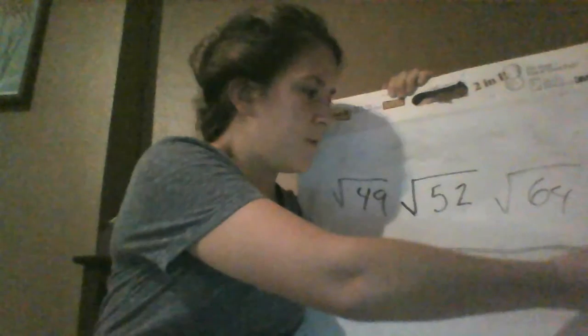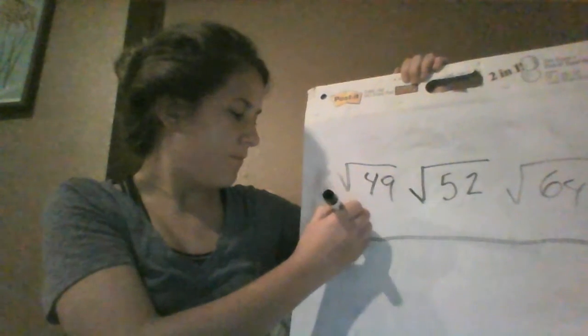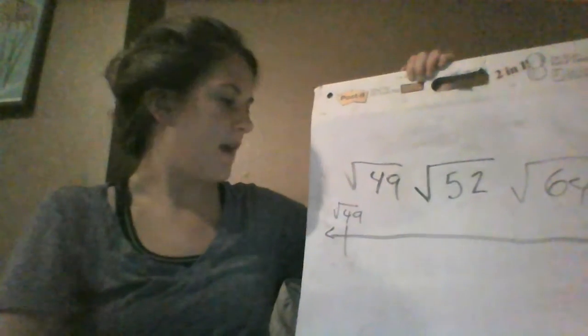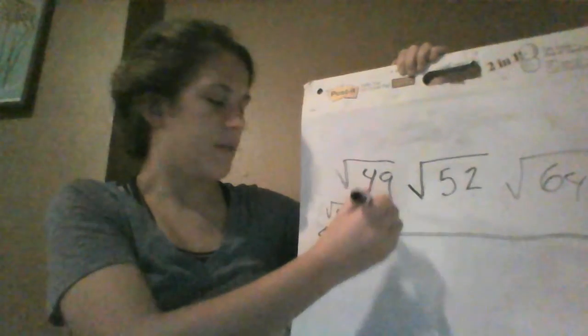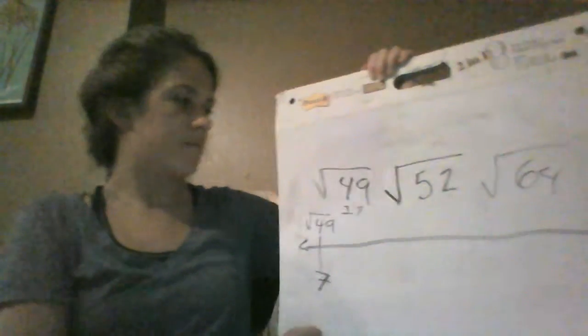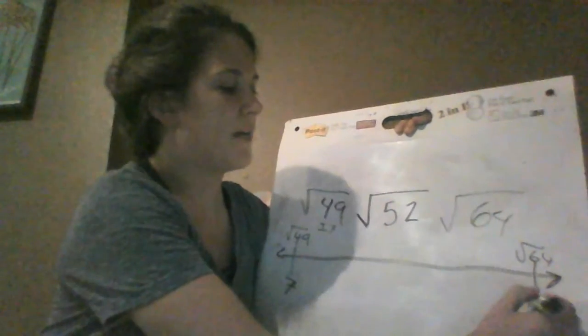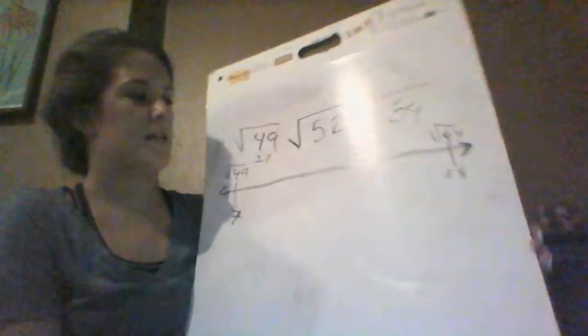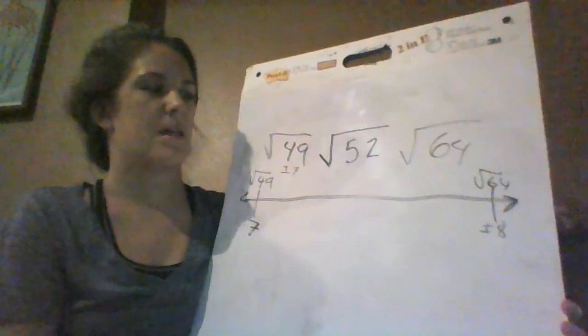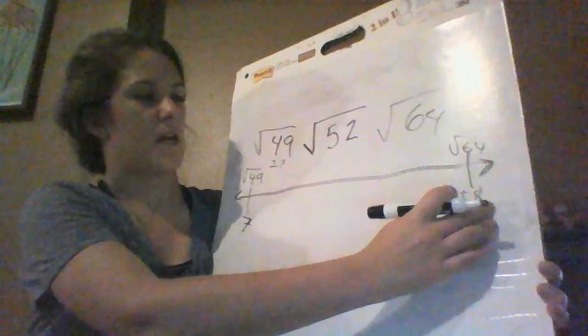So when I'm doing my number line, I'm going to go ahead and just do that. I know that this is the square root of 49. And the square root of 49 is also plus or minus 7, because 7 times 7 gives you 49. On this side, I have the square root of 64. And the square root of 64 is positive or negative 8, because 8 times 8 is 64, or negative 8 times negative 8 is 64. So the square root of 52 is somewhere in between the numbers 7 and 8.